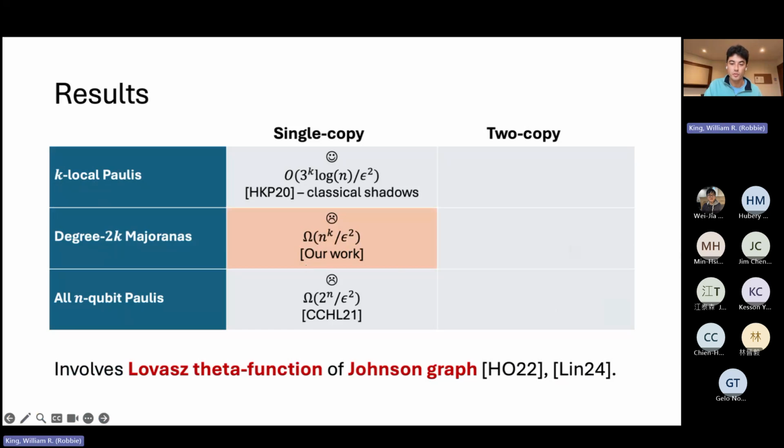For the case of the local fermionic operators, the sample complexity must be n to the k over epsilon squared if we measure one copy of the state at a time. So this is a lower bound.